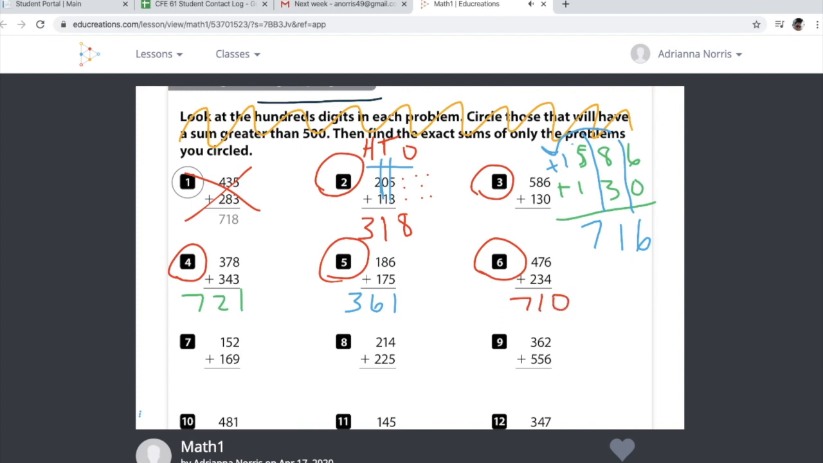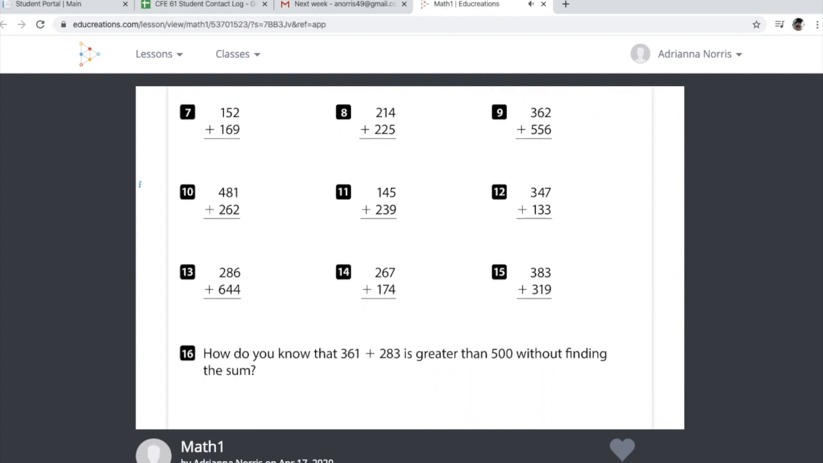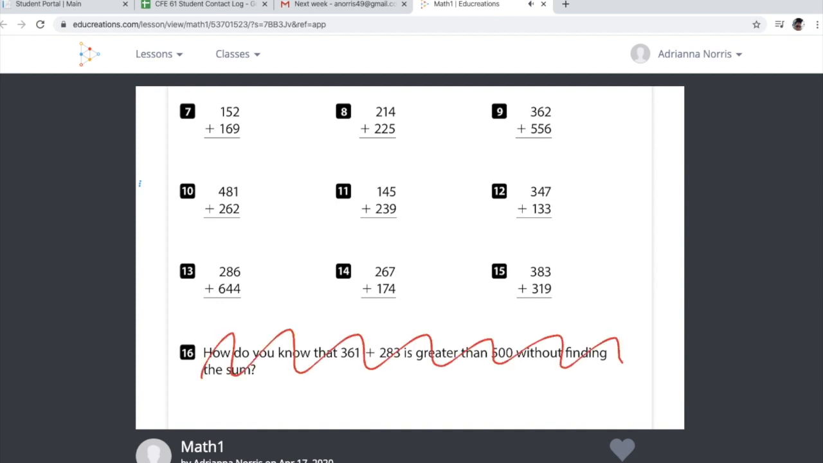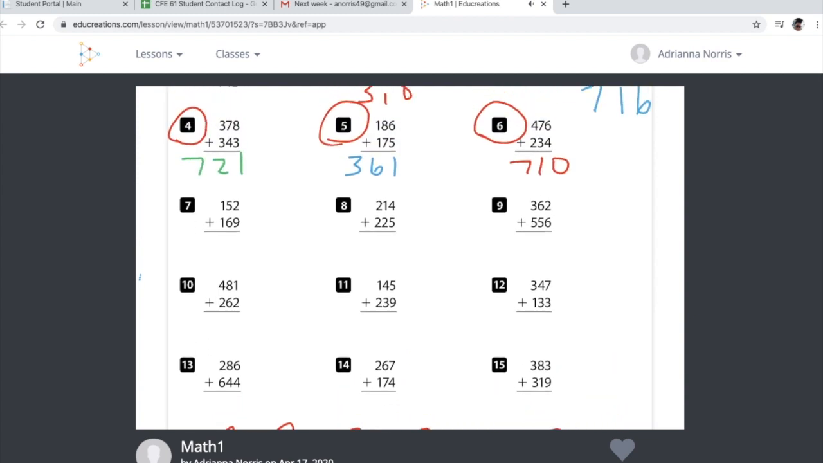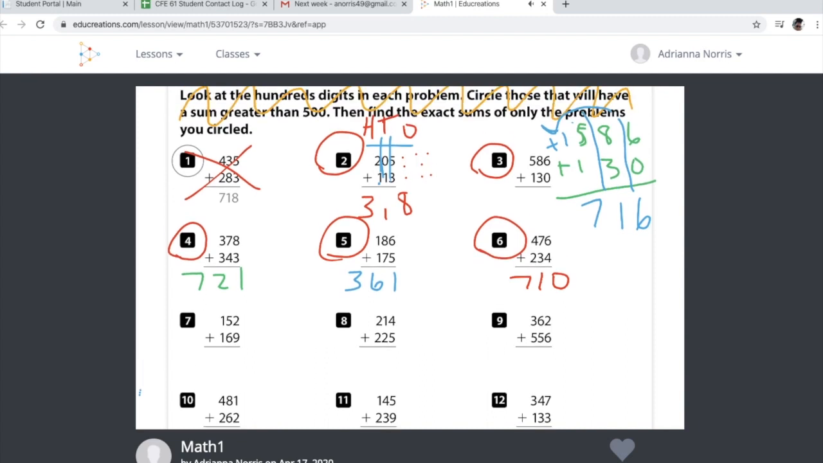All right. So that is what you're about to do for numbers 7 through 15. You do not have to worry about 16. Do not worry about that. You're just doing numbers 7 through 15, and you're just adding those up.